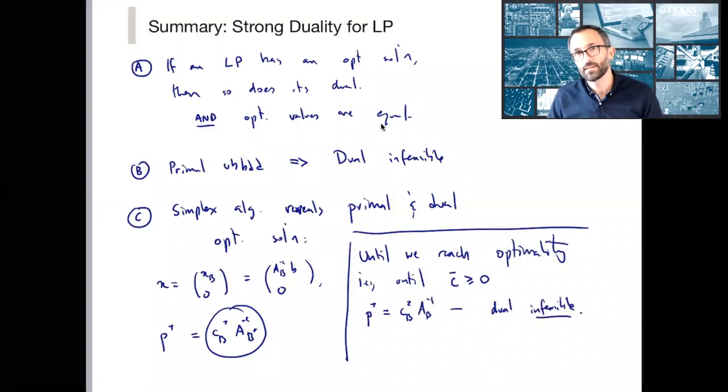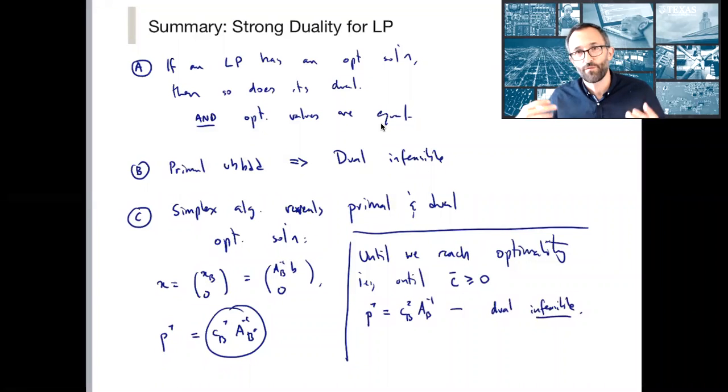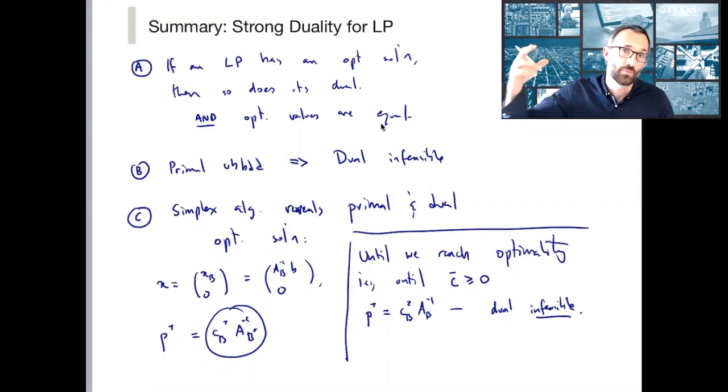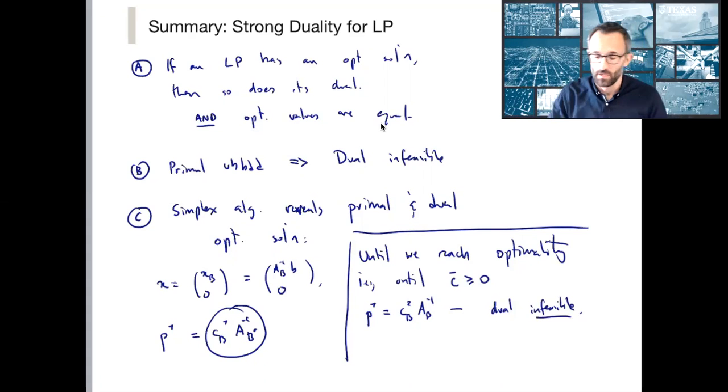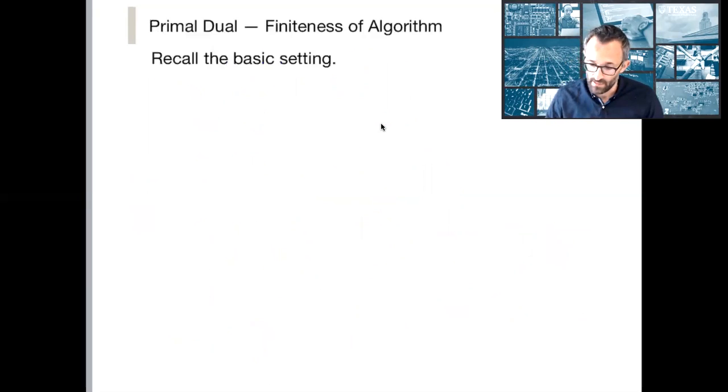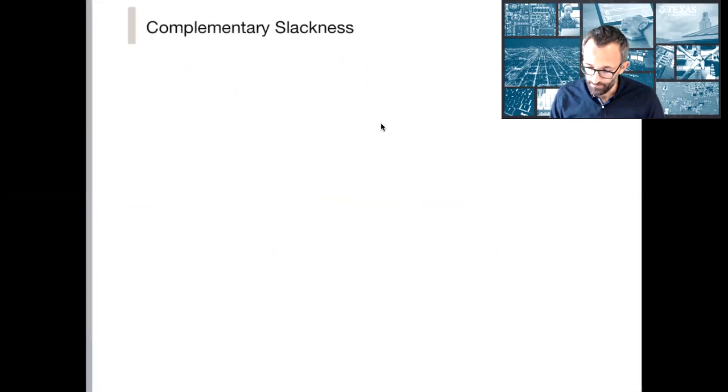So what we're seeing is that the simplex algorithm is in fact operating on both the primal and the dual. It's constantly trying to make the primal optimal, and it's trying to make this dual variable feasible. So this is a key point, and we're going to come back to this a number of times.